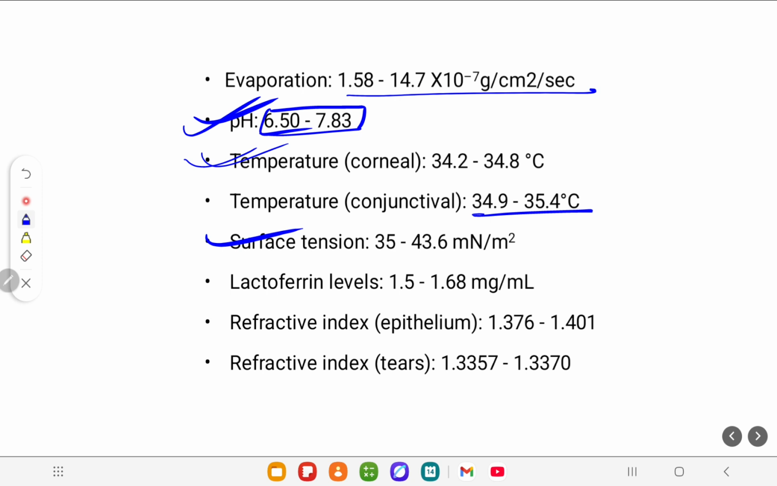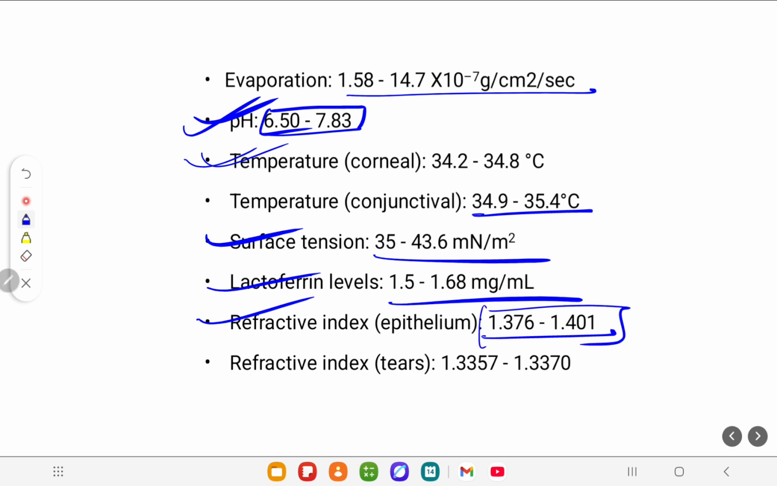Surface tension is this value, and lactoferrin level is this. Refractive index is definitely this, and the refractive index of epithelium is 1.37 to 1.401, and the refractive index of tear is this one. Okay, just remember these numbers, but you don't have to remember all the numbers, though there are some numbers which are very important as MCQs.